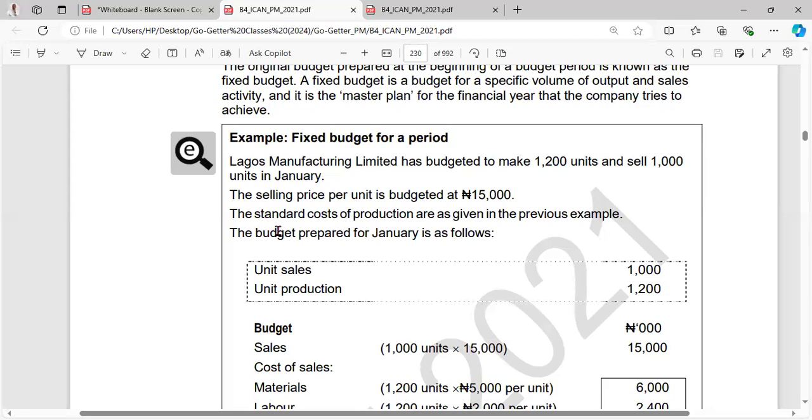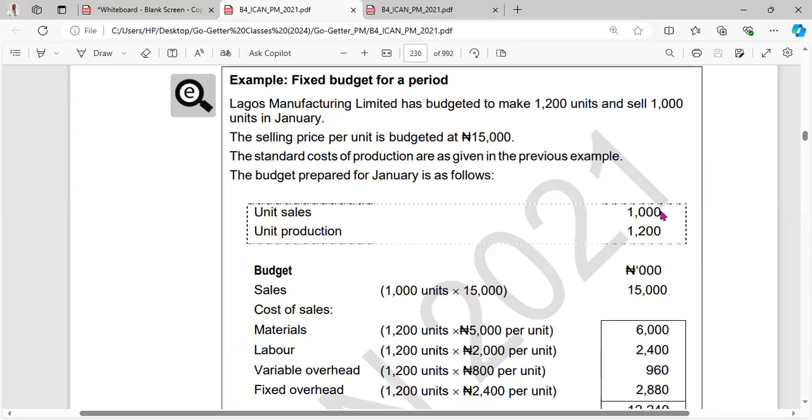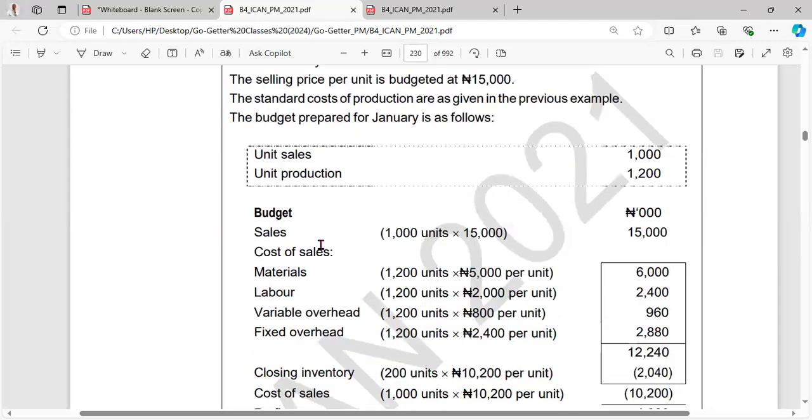Now, the standard costs of production are given as in the previous example. Look at the units that we are going to sell. This is the unit produced. So we're going to be doing something now. For every unit you sell, you are selling at 15,000, right? So it means that 15,000 naira times 1,000. Of course, there are three zeros up here. So this is like 15 million, right?